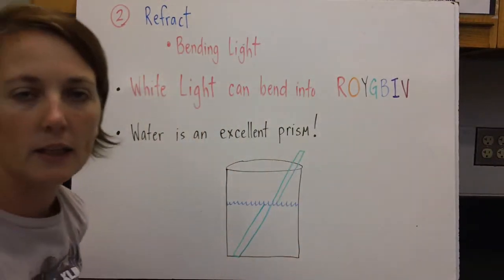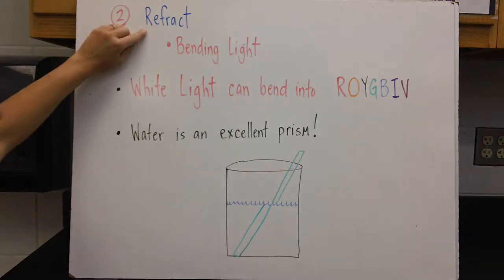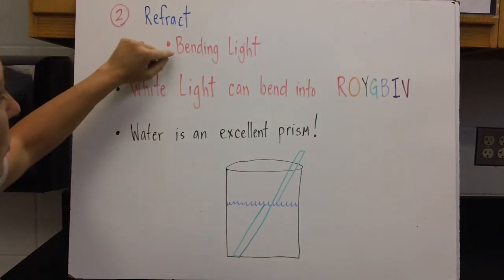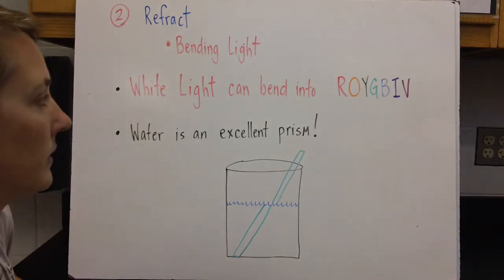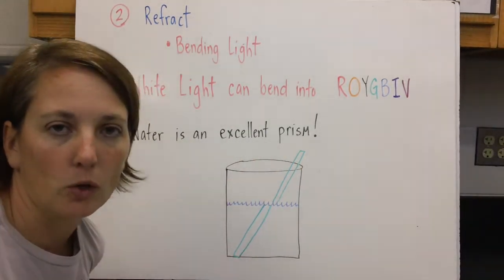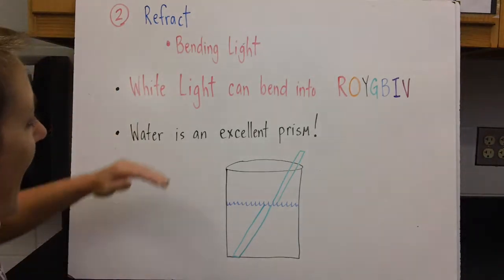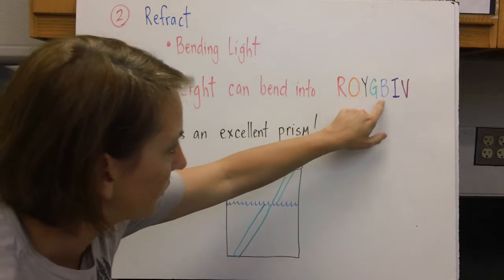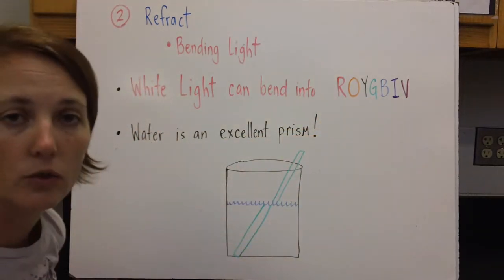The second thing that light waves can do is called refract. This means bending light. So the word refract means to bend. White light, like in this classroom right now, these white bulbs that are lighting up the room, can actually bend into red, orange, yellow, green, blue, indigo, violet. Those are the colors of the rainbow.